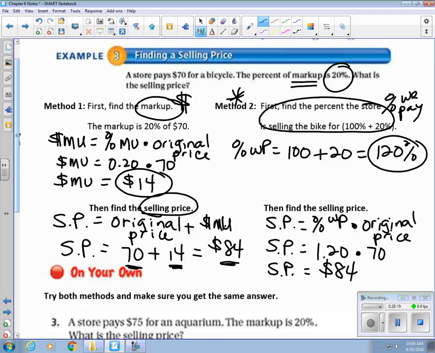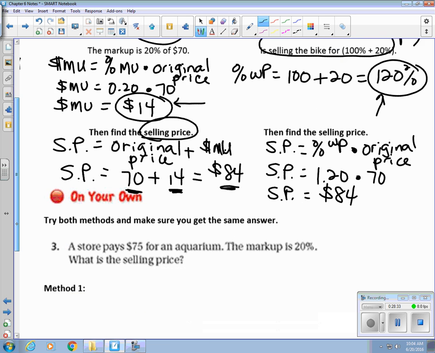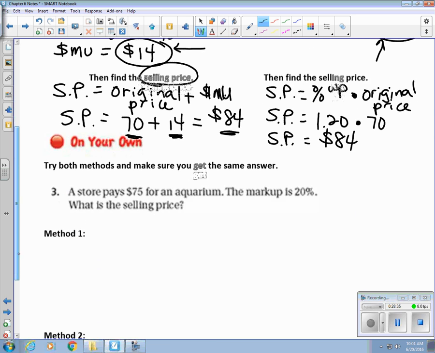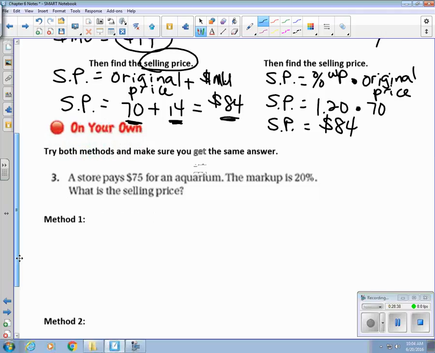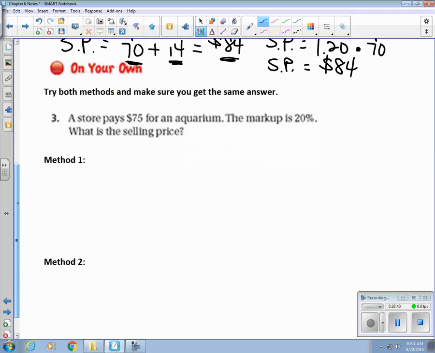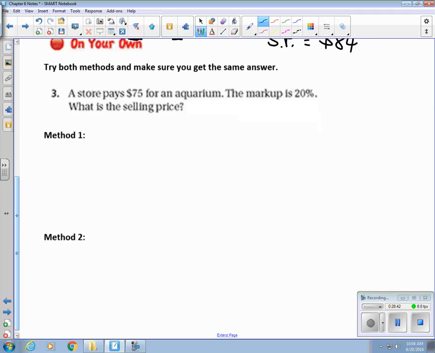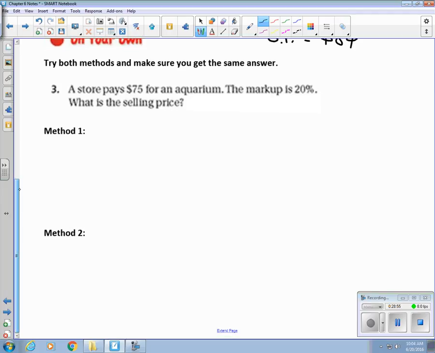If you want to find the amount of dollars first and add it to the original, that's fine. Or you can figure out the percent that we're going to pay of the original and then multiply it in the second step there. So either way. Use these two methods to solve number 3, this on your own problem. Go ahead and pause the video, do those, and then come back and check your answers. Again, you can always rewind the video and watch those methods again to review so that you understand what to do for this problem. So go ahead, pause the video, come back and check it.